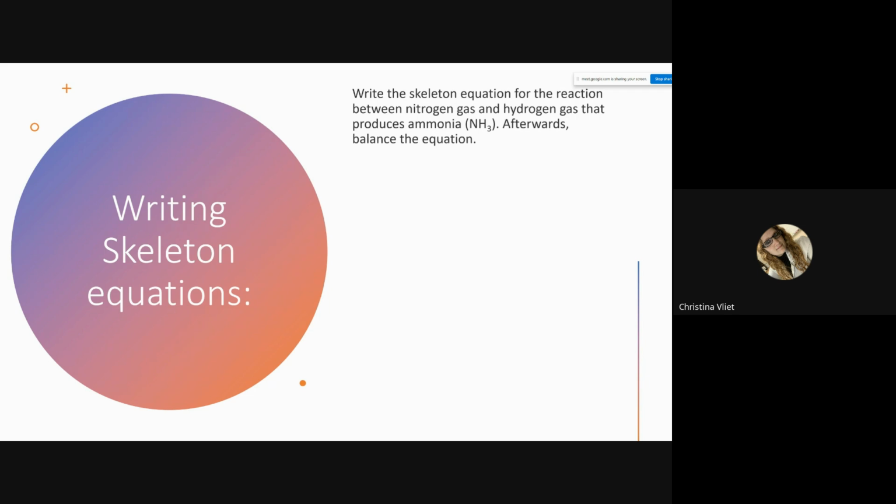You're going to want to underline the words skeleton equation. That's the key to what you're being asked to do. You want to get the reactant, and you want to get the product.